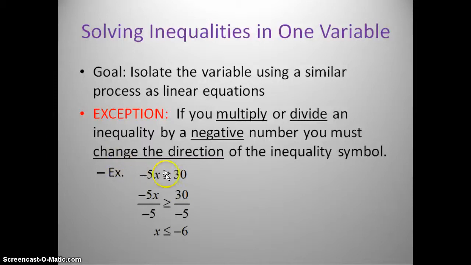So here we have a very basic example. Negative 5x is greater than or equal to 30. Now if we were solving for x, we would divide by negative 5 on both sides. But since we're dividing by a negative, once we write our next line, we're changing the direction of the inequality from greater than or equal to less than or equal to. So it just gets flipped around the other direction. So here we have x is less than or equal to negative 6. And you could certainly practice graphing that solution set, writing it as an interval, and of course writing it in set builder notation.